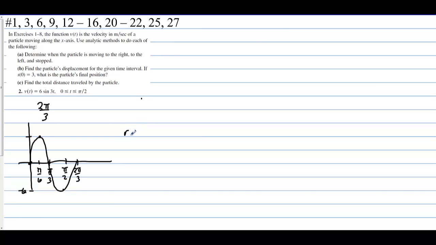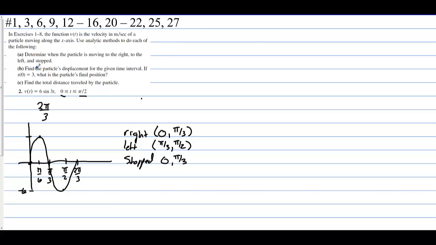On A, we want to determine when the particle is moving to the right, to left, and stopped. The particle is moving to the right when the velocity is positive, and this is the velocity graph. So 0 to pi over 3 is when the graph is positive. The graph is negative from pi over 3 to pi over 2. Notice I don't go to 2 pi over 3 because we're only looking at 0 to pi over 2. And then stopped at 0 and pi over 3.